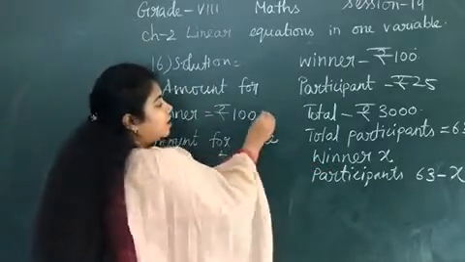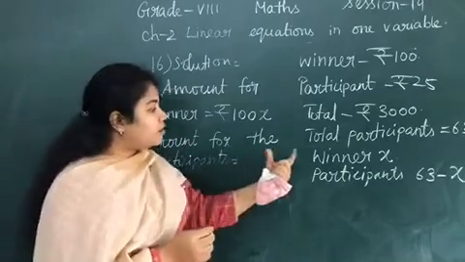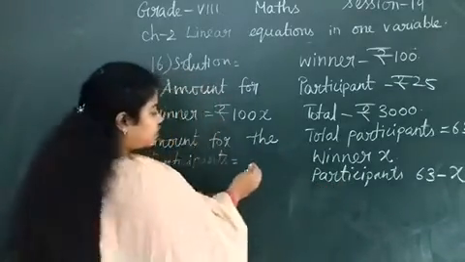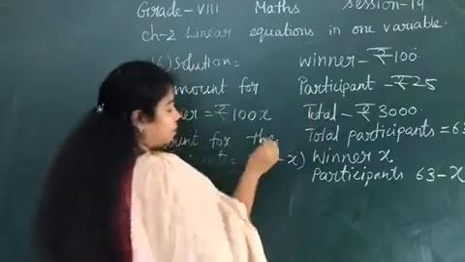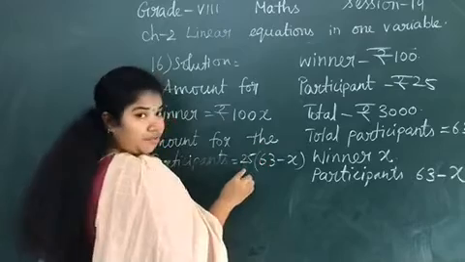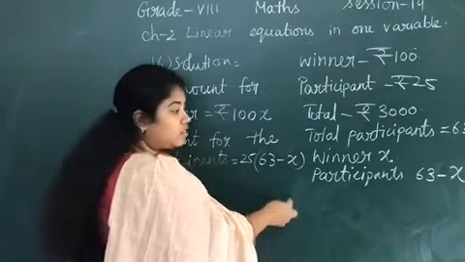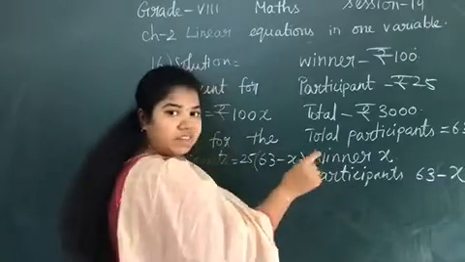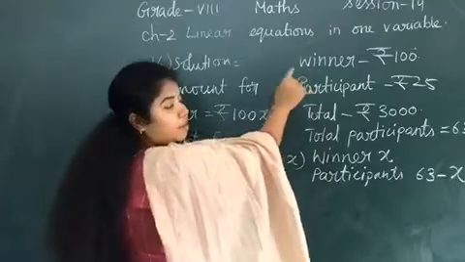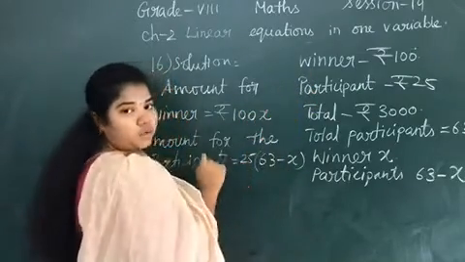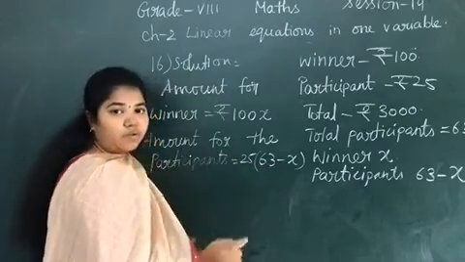So it is 100X. Okay. Now the amount for the participant here is 63 minus x, and what is the amount given for the participants? 25. So 25 into 63 minus x. Why 25 into 63 minus x? Because the number of participants is 63 minus x. We have excluded x because x will get only rupees 100. He will not get rupees 25. So 25 into 63 minus x. Can you understand how it is going?